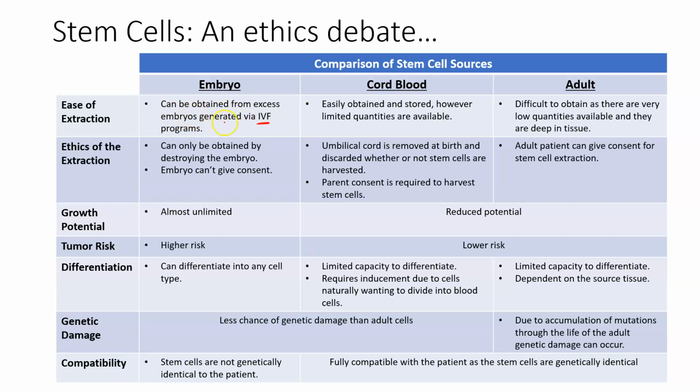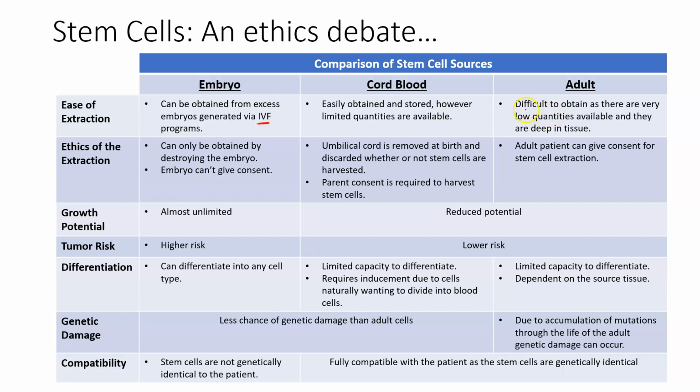Well, one of the things that perhaps could be a positive out of the excess embryos generated by these programs could be to use them as a source of embryonic stem cells. Cord blood is very easily obtained. It is very easily stored, but it is very limited in the quantities available. One, because parents have to give consent, but two, there isn't much blood within the cord of a baby that is produced. So easily obtained, easily stored, but again requires consent.